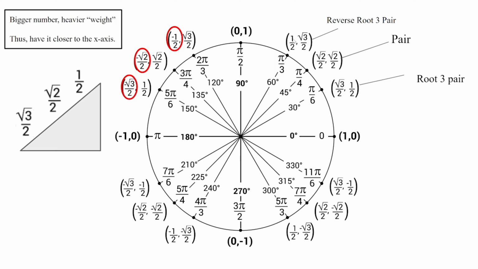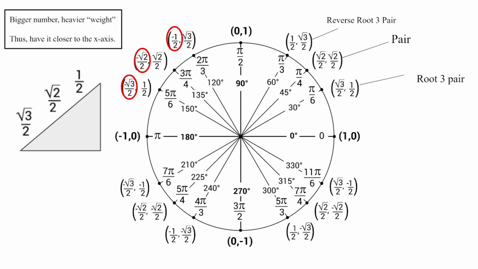So there are only 3 numbers we need to memorize. You can create your own names for this, but the root 3 pair has root 3 in the beginning, because root 3 is the heavy one. It's closer to the x-axis. So root 3 over 2, comma, a half. The next one is always going to be a pair. This is where you should be comfortable: it's always going to be root 2 over 2, root 2 over 2.